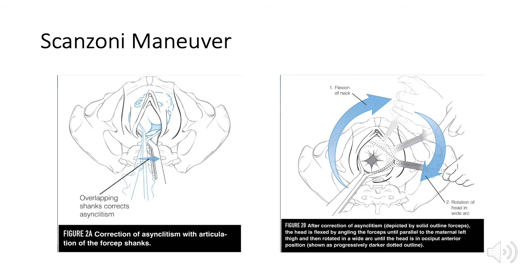This is a brief review of the Scanzoni maneuver. First, as seen in Figure 2a, you correct the asynclitism with articulation of the forceps shanks, and then you start to flex the neck by moving the blades parallel to the maternal thigh, and then using a wide arc complete the rotation from an OP to an OA position.